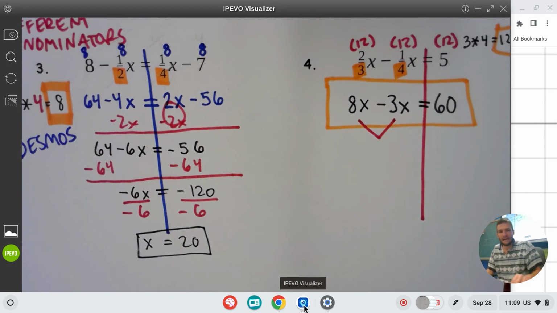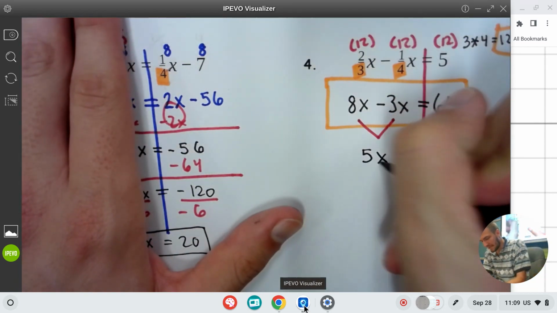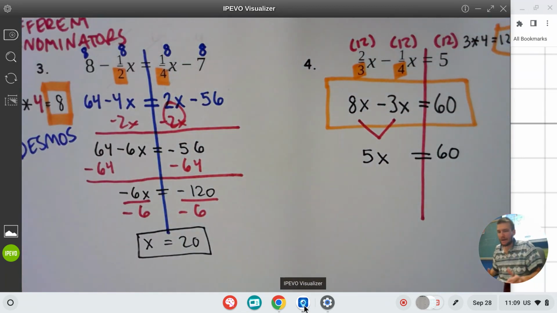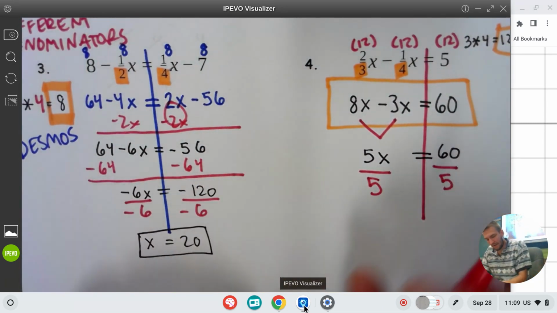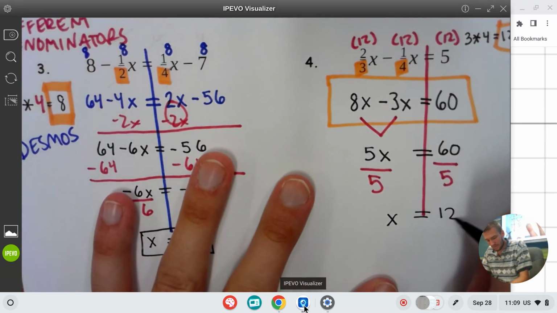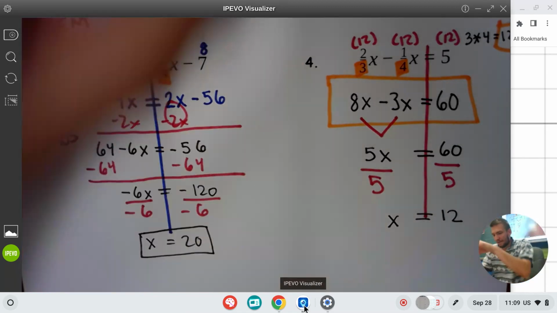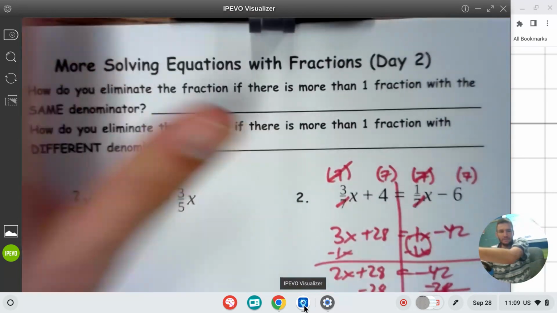What's 8x's minus 3x's? Just going to be an easy 5x's. 8 minus 3 is 5. And how do we finish every question? Divide by 5. And we have x equals 12. So, filling in the top of our paper, then we're going to be done. We're going to move on. I'll show you the end of the paper in just a second.